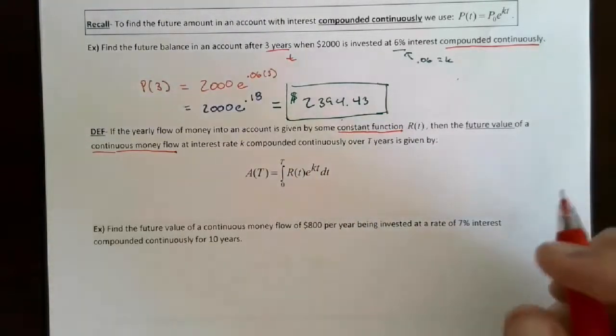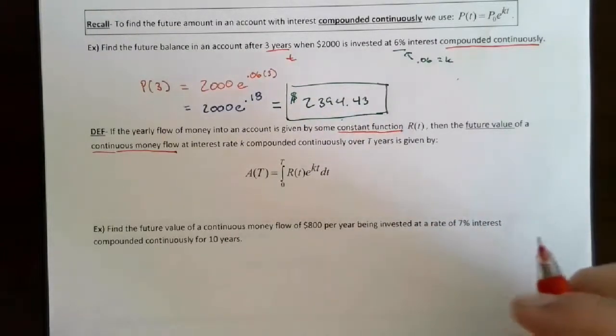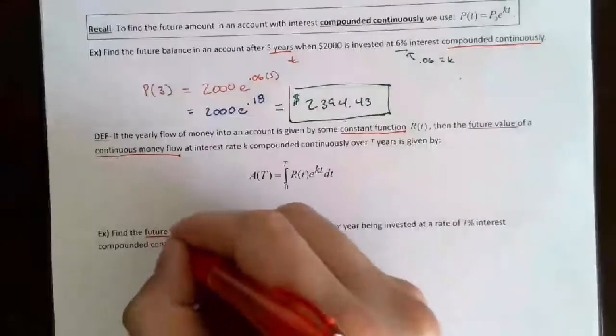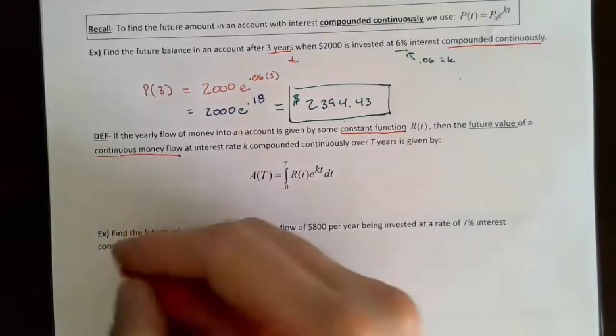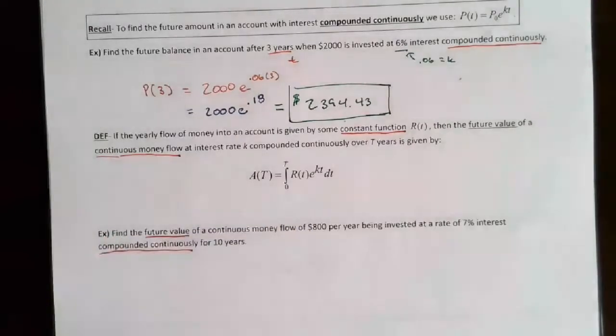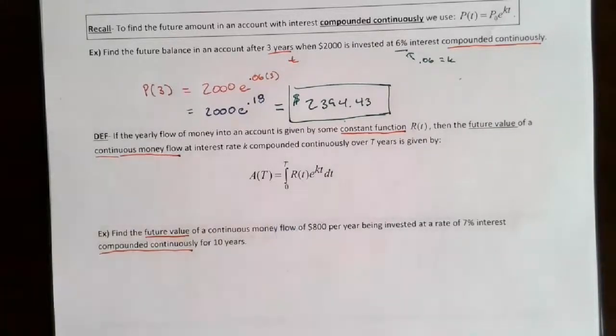So let's take a look at an example. It says find the future value, that's tipping you off that you need to use this formula, of a continuous money flow of $800 per year being invested at a rate of 7% interest compounded continuously for 10 years. So continuous money flow is telling you that you should be thinking about using this formula here.